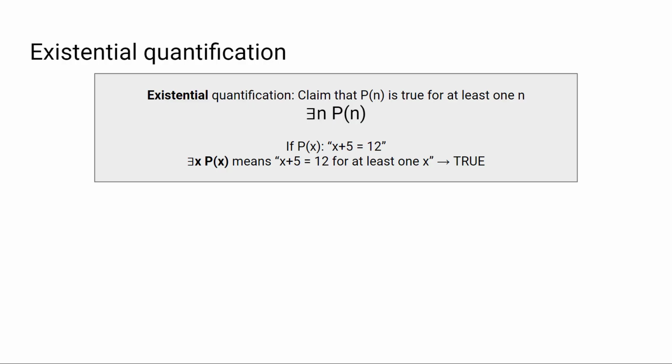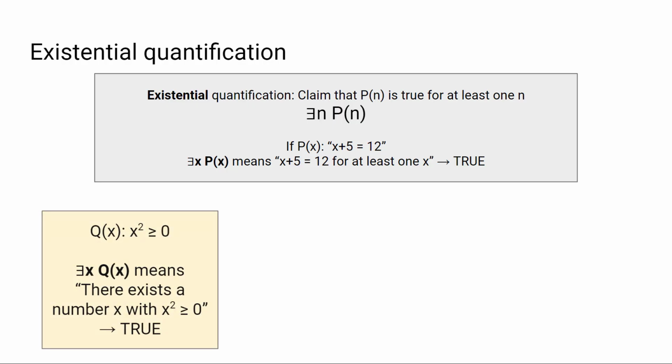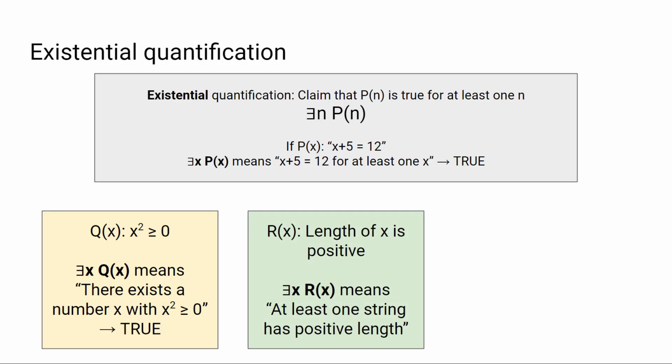If Q of x is "x squared is bigger than or equal to 0," then since this predicate is true for all x, it's certainly true for at least one x. Now you try it with the earlier predicates R of x and S of x. Are the existentially quantified versions of those predicates true, or are they false?